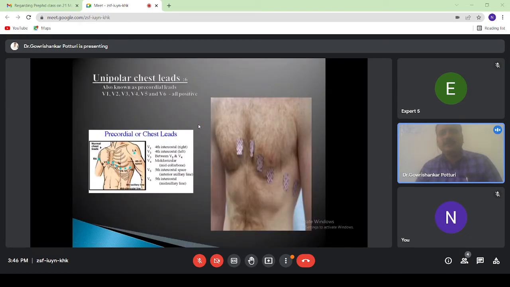Then we have unipolar chest leads. We call them V1, V2, V3, V4, V5, V6. Now where are we placing them? See, V1 is placed in the 4th intercostal space on the right border of the sternum. This is V1. Then V2, 4th intercostal space on the left side of the sternum.